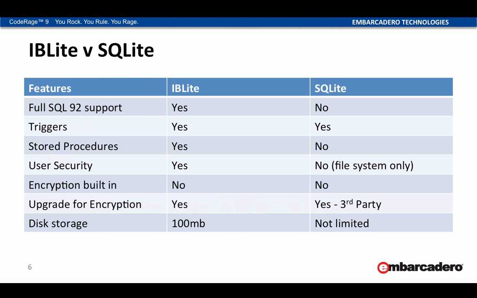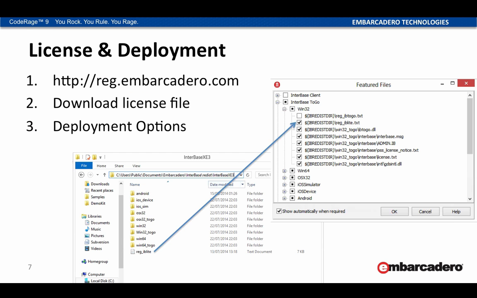Okay, so let's move on. The first thing you need to do with IBLite is to download the registration file, and you simply do this. You get your serial key with your products. If you just go to reg.embarcadero.com, follow the steps online to log into your EDN account, pop in your registration serial number and choose register.